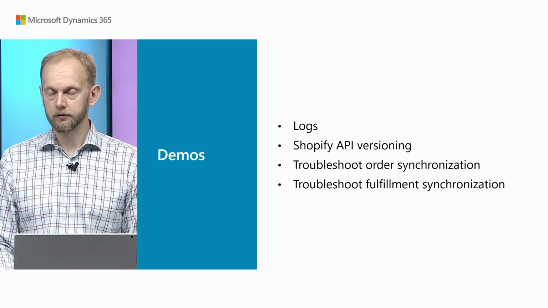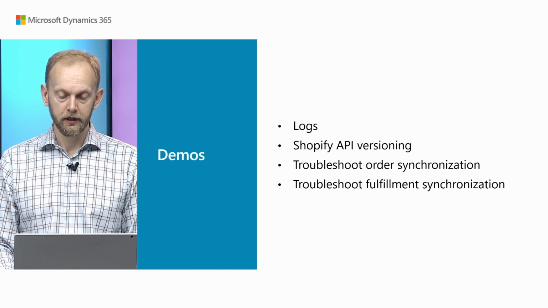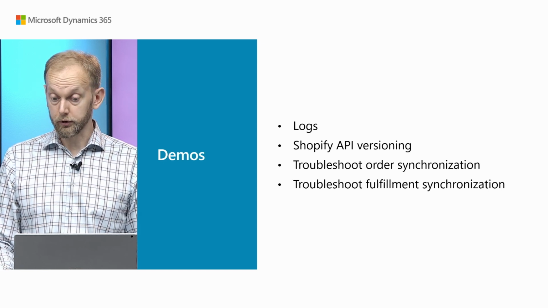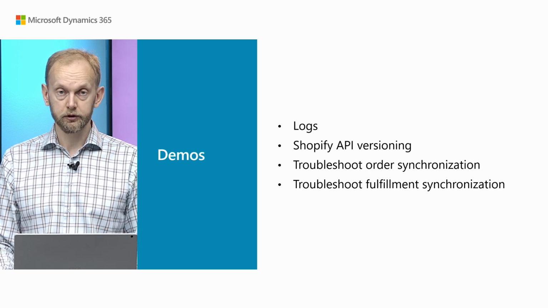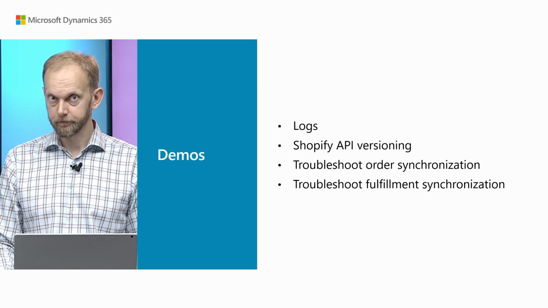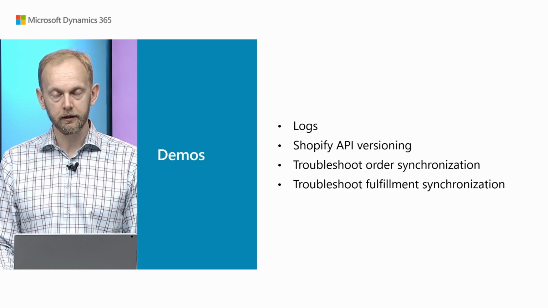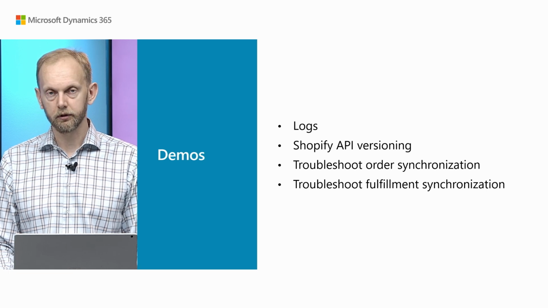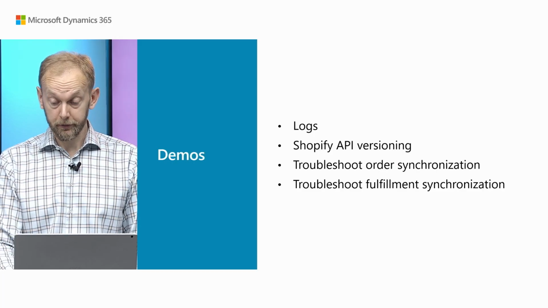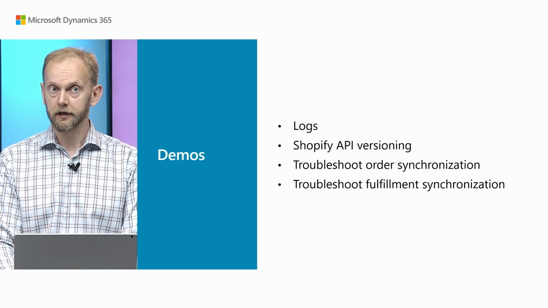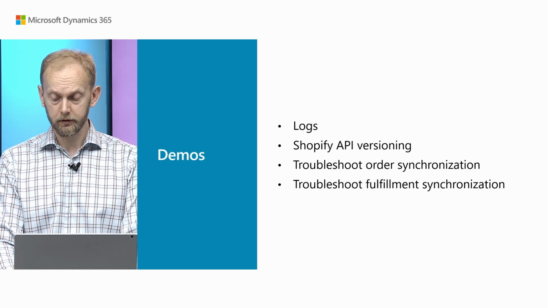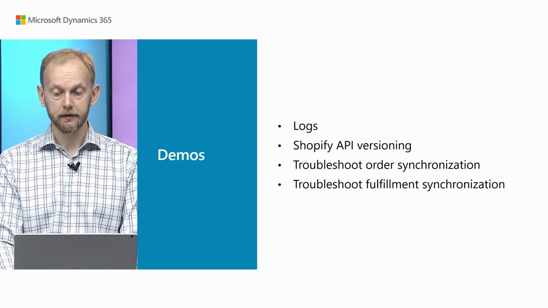Shopify API versioning, no need to worry, just stay updated. And then we saw how to troubleshoot order synchronization and fulfillment synchronization using additional details like the activities part on the Role Center and data captured during synchronization between Shopify and Business Central. I hope it will make your work easier, but I hope you will not need all these tools because the connector is, again, more and more stable and fewer issues are happening with it.